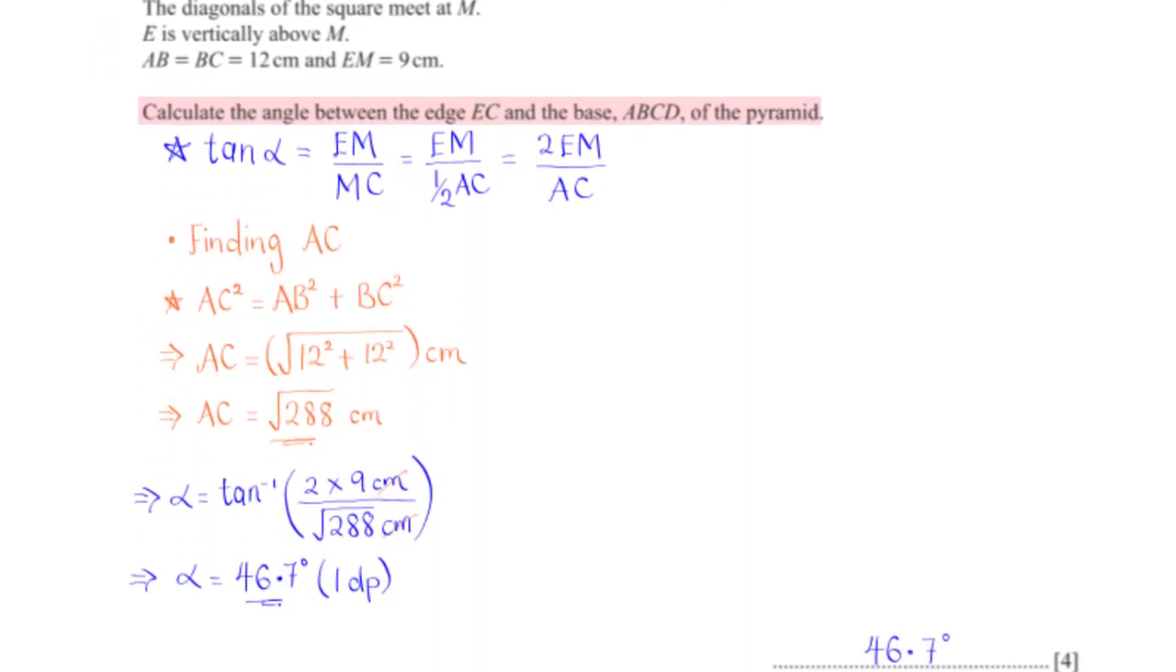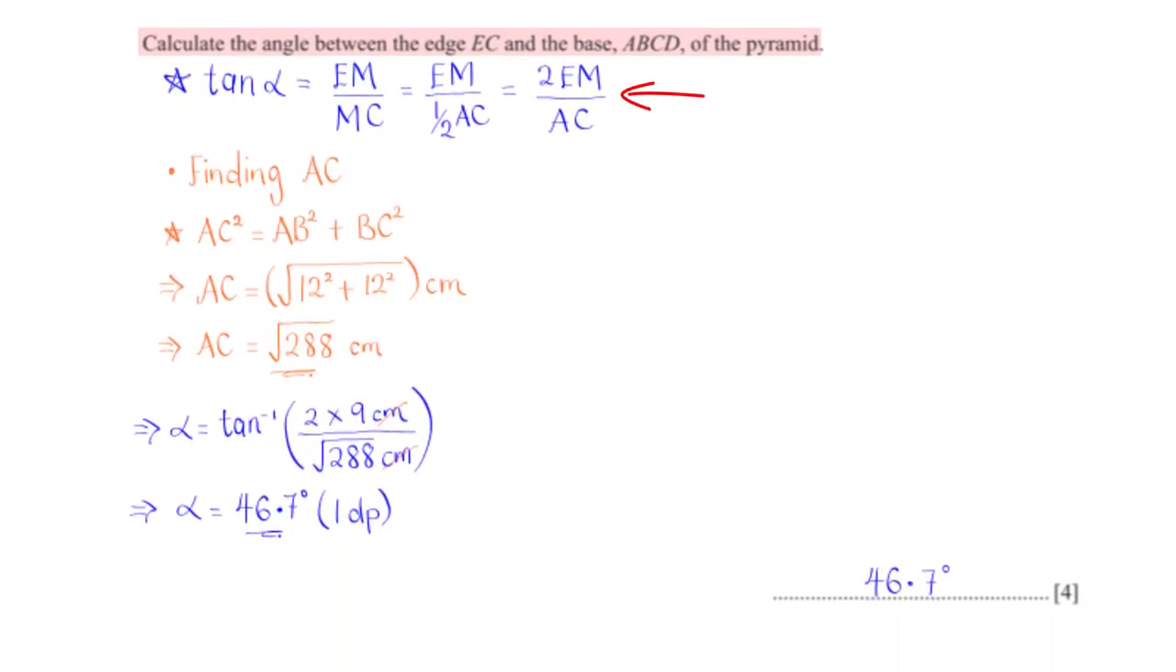And so this gives us tan alpha is equal to EM divided by MC. We know that EM is equal to 9 centimeters. The length of MC has not been given directly in the question, but we know that MC is equal to half of AC. And so when we rearrange the equation, we get tan alpha is equal to 2 times EM divided by AC. We can find the length of AC using the Pythagoras theorem.